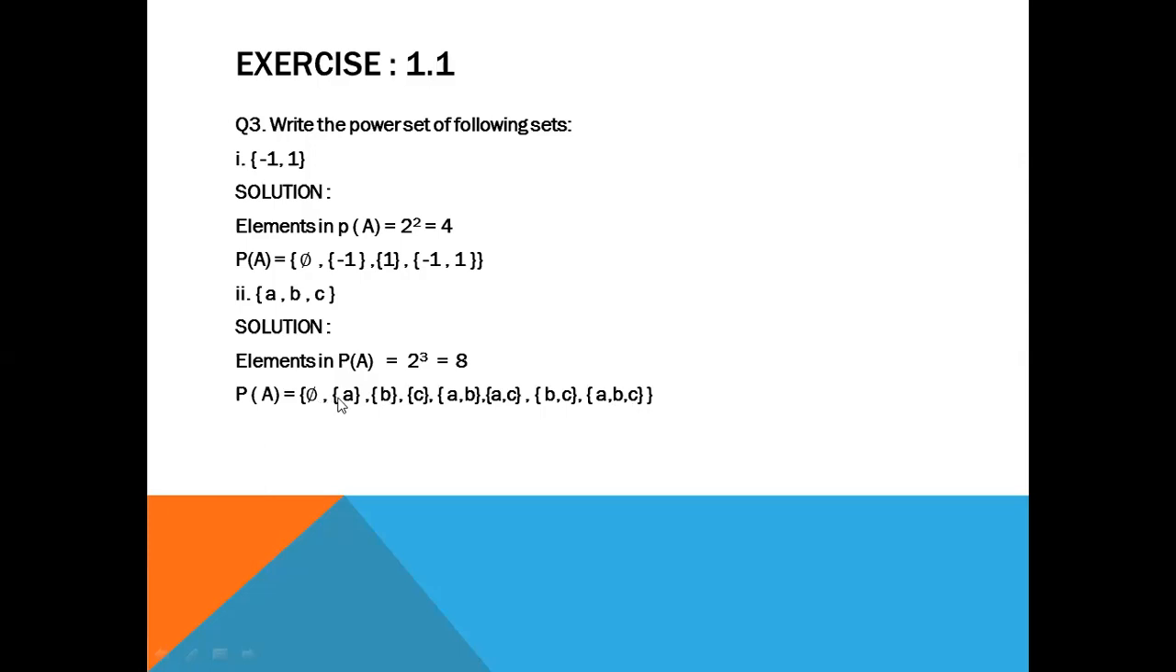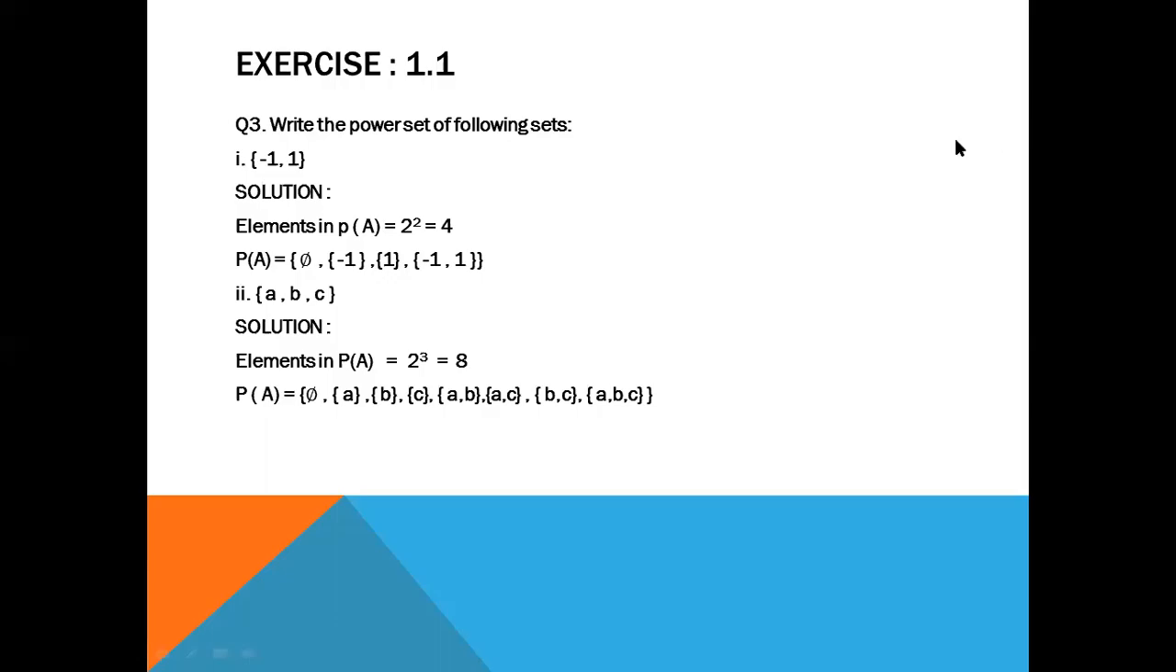First is null, 1, 2, we check how many elements are there. 1, 2, 3, 4, 5, 6, 7, 8. So there are 8 elements in P of A. And again I enclose all these subsets in the curly brackets.